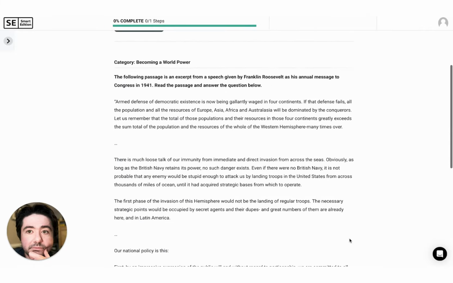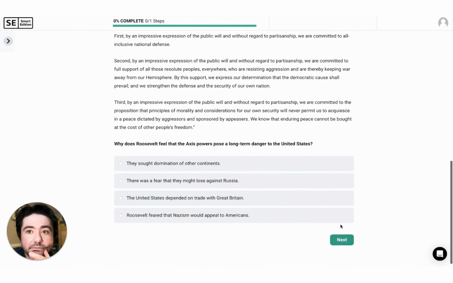Okay, question 8. Same passage. Let's see what we have to do now. Why does Roosevelt feel that the Axis powers pose a long-term danger to the United States?